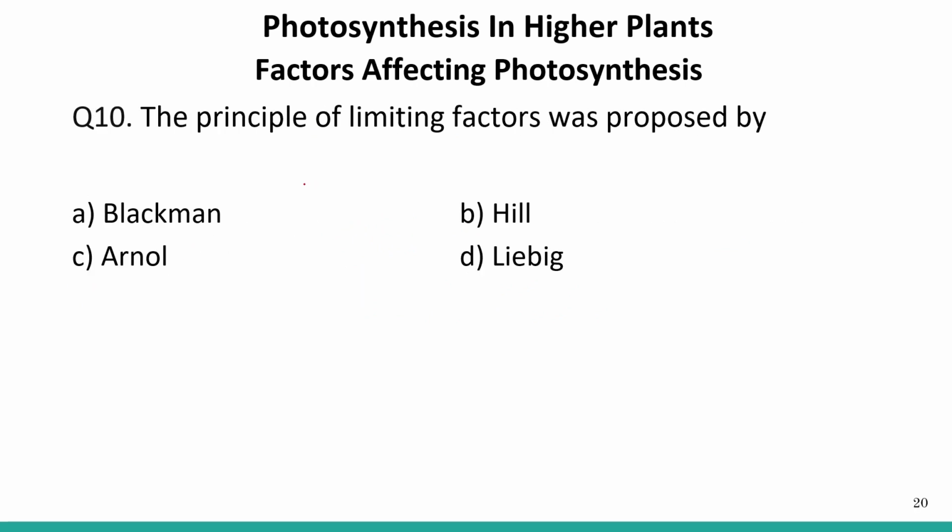The next question is, the principle of limiting factor was proposed by, options are Blackman, Hill, Arnold and Liebig. Alright, so this is a very straightforward question. Answer is Blackman. Blackman proposed the law or principle of limiting factor. And what does the principle of limiting factor mean? Okay, the rate of photosynthesis is dependent on the factor which is present at the suboptimal level, or you can say the rate of the reaction.